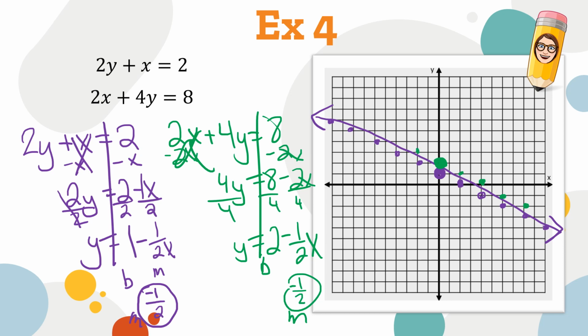So what that means is my 2 lines, and yours will be drawn better, but my 2 lines are parallel. They're parallel because they have the same slope and different beginnings. And so if 2 lines are parallel, where do they cross? Never. Never means I have no solutions. No solutions.